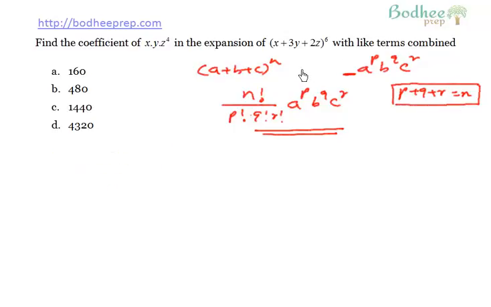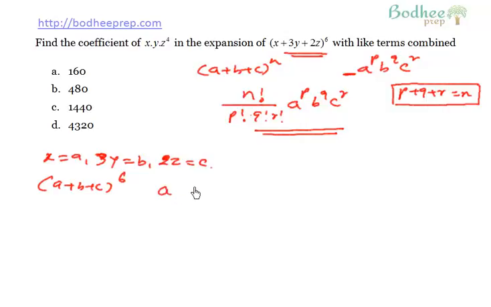So now let's come back to the question, which says that we have to expand this part. Since there are some coefficients attached with the variables, let me assume that the value of x is a, the value of 3y is b, and the value of 2z is equal to c. So we have to find the value of (a plus b plus c) to the power 6, and we have to get the coefficient of a to the power 1 into b to the power 1 and c to the power 4. I'm trying to find the coefficient of this, and later on I'll manipulate to get the coefficient of x into y into z to the power 4. I'll substitute the values of a, b, c back.